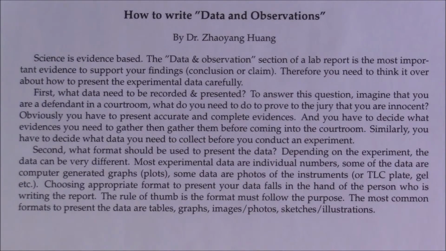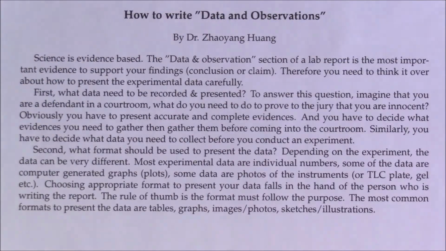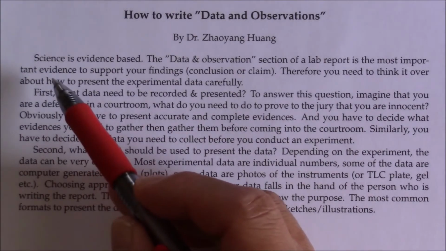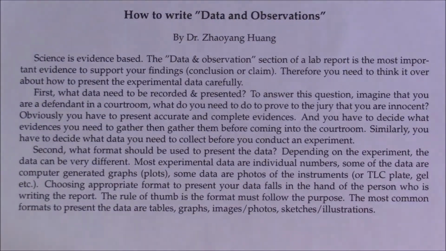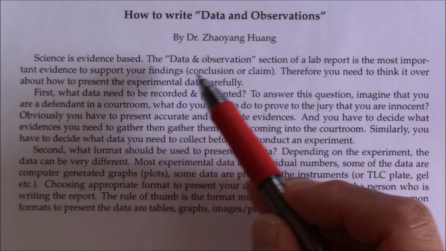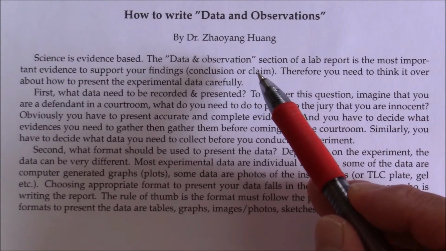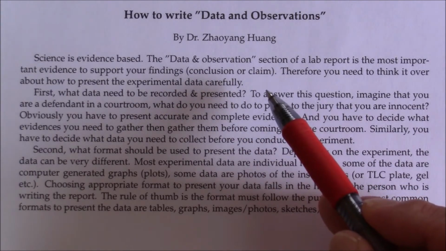The third part of a lab report is called data and observations. Since science is evidence-based, data and observations are the evidences of your experiment. Therefore, the data and observation section of your lab report is very, very important. They support your findings, whether it's a conclusion or a claim. So when you write the data and observations part of your report, you must think about that very carefully.